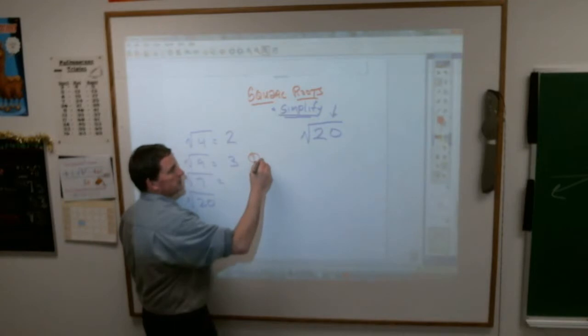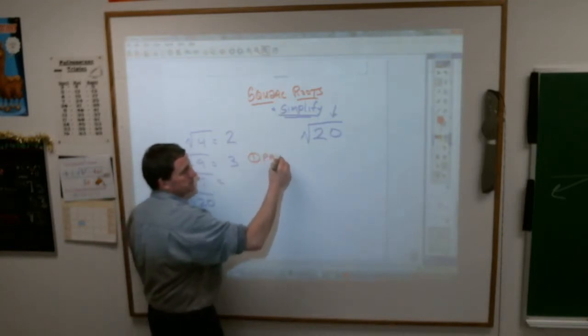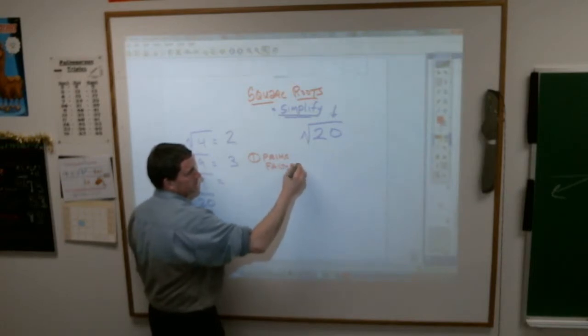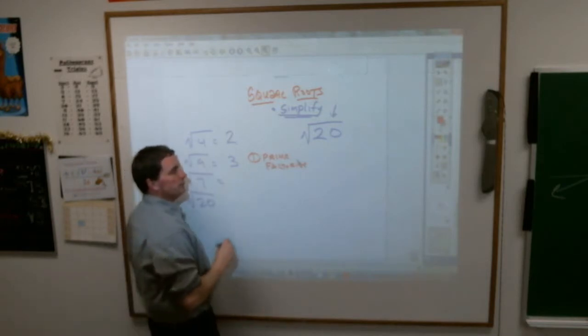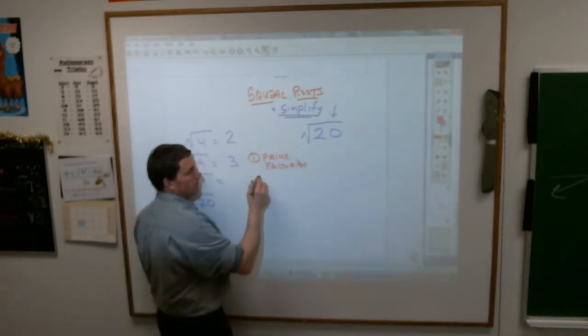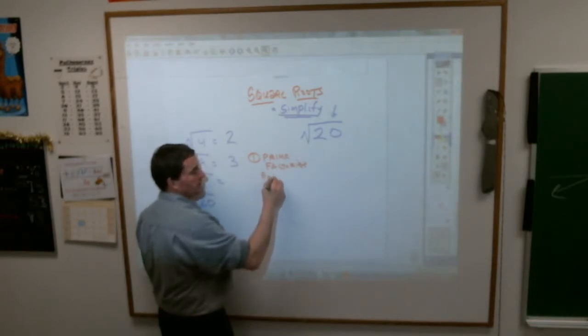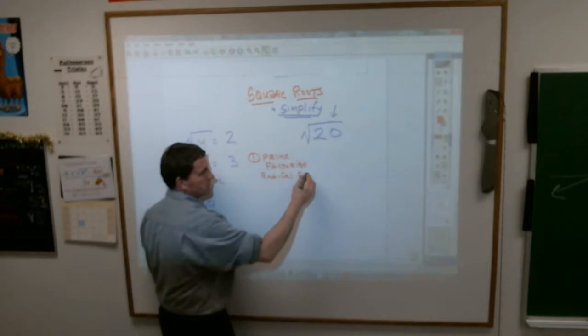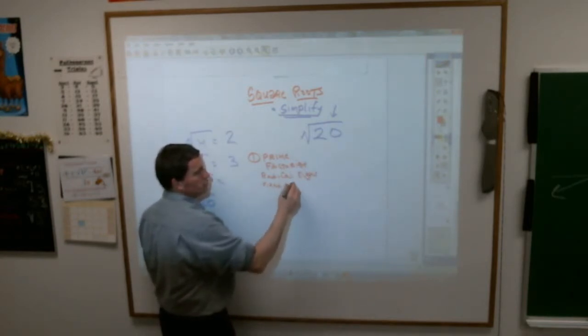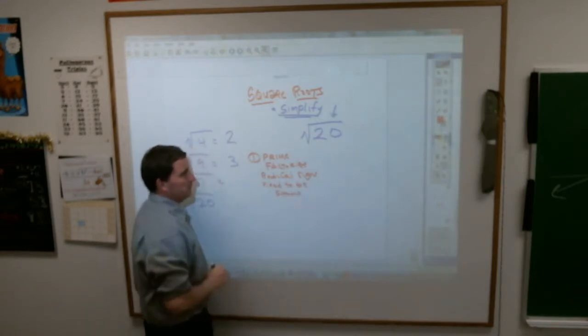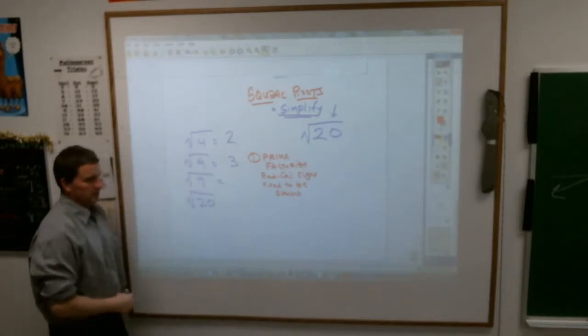Step number 1, you need to prime factorize. Okay, and in big, bold, beautiful letters, make sure you write yourself this note here. You need to put down the radical signs. Radical signs need to be shown. You are not at any part of your life where you should be taking any shortcuts.